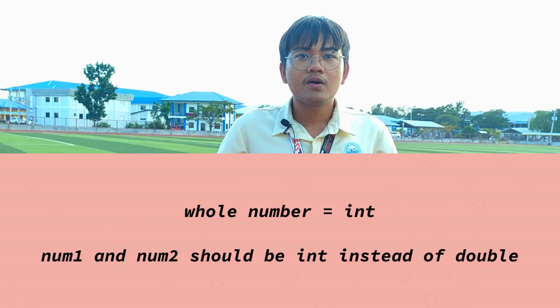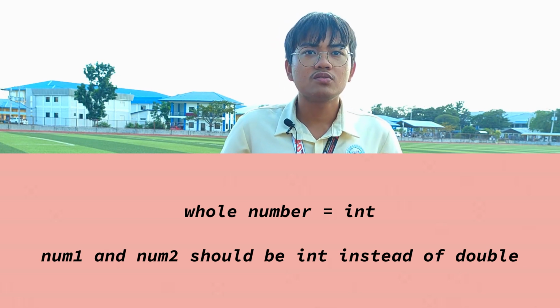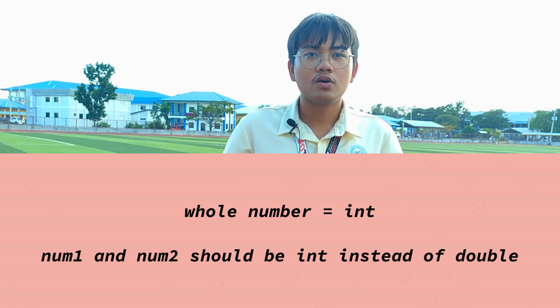The data type for num1 and num2 should be changed into an integer rather than the double type, because there is no concept of remainder of a division when dealing with non-integer values. Basically, it's like saying the remainder of the remainder, which doesn't make sense.